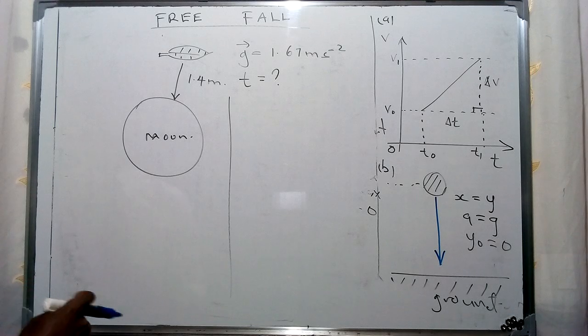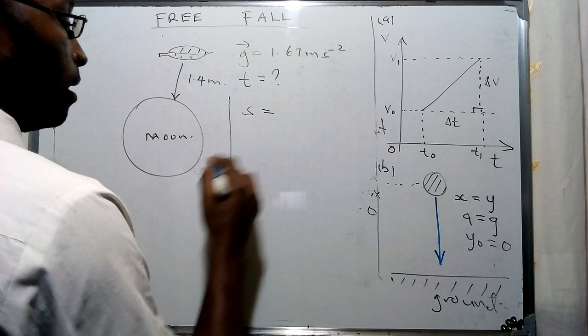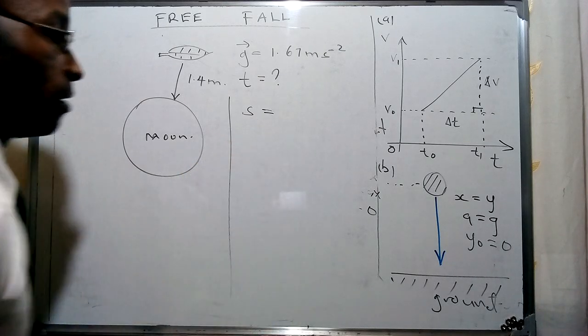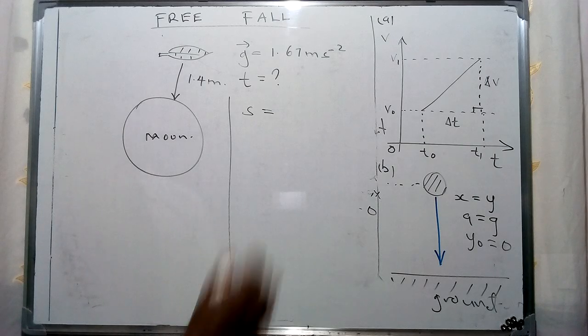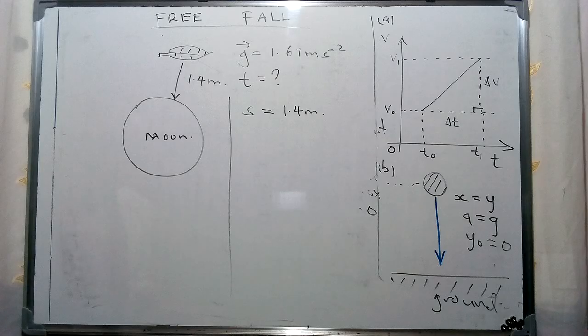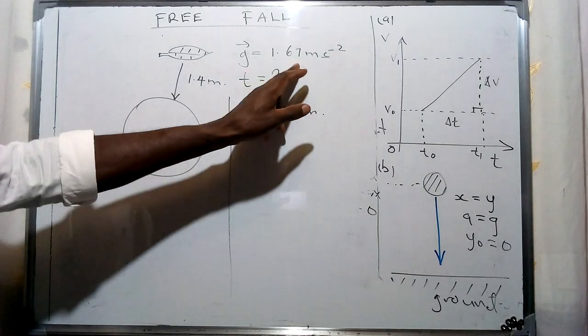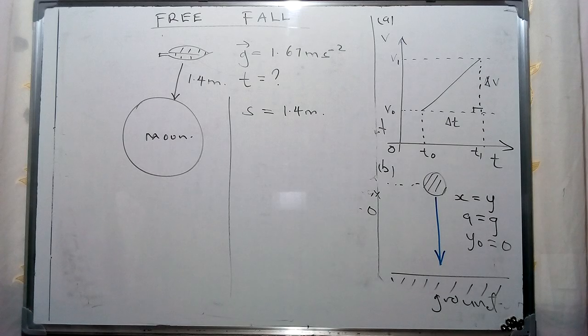In this case, we're going to look at the previous kinematic equations which we have been using, by identifying our S. We have decided this is going to be S described in terms of distance, so it's going to be 1.4 meters. And we have identified our g to be this specific value, but we are required to find the time.